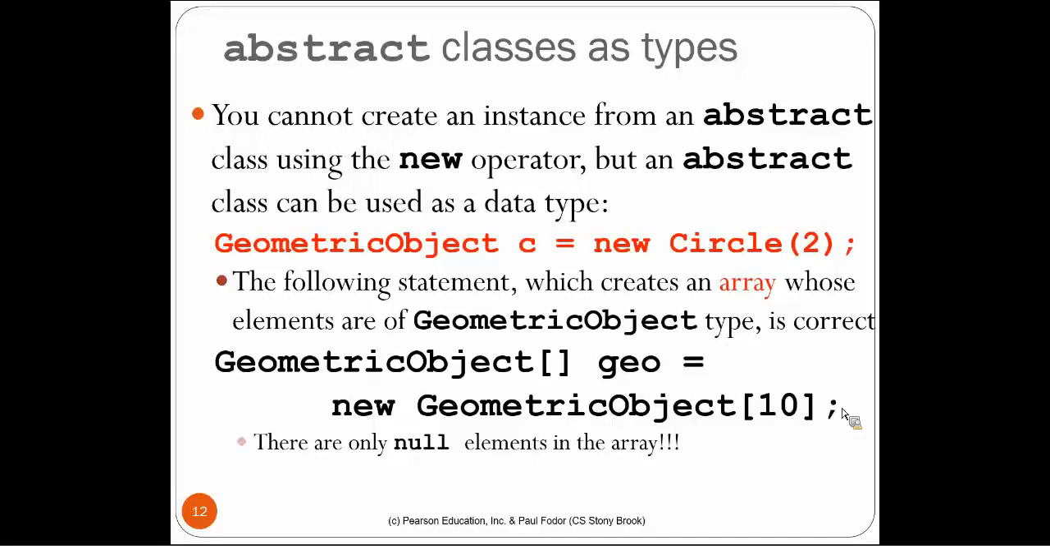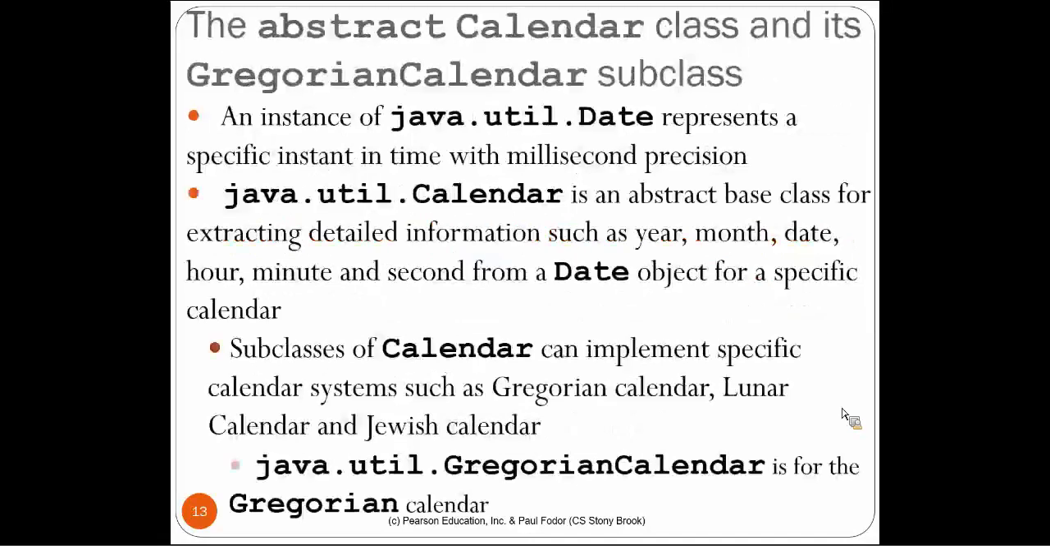Again, we have a double reference. Geo is a reference to an array of 10 references. Initially they are all null, but once we start assigning to geo of 0, geo of 1, and up to geo of 9 actual objects, like a new circle, a new rectangle, and so on, we will have actual references to those new objects.